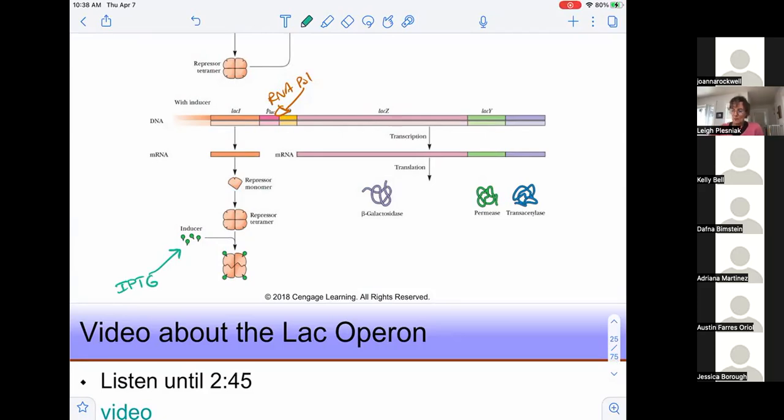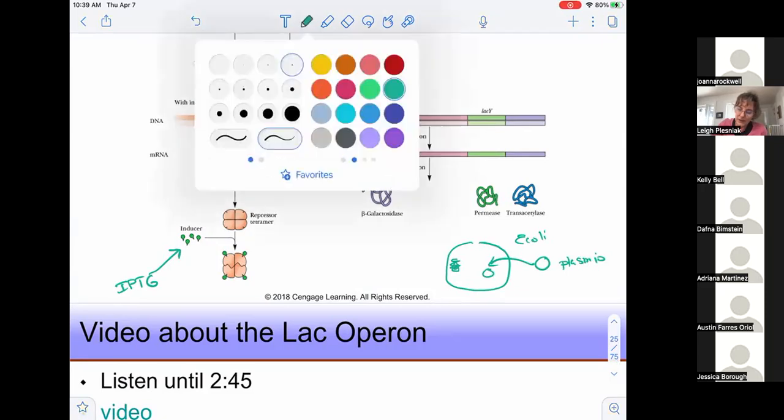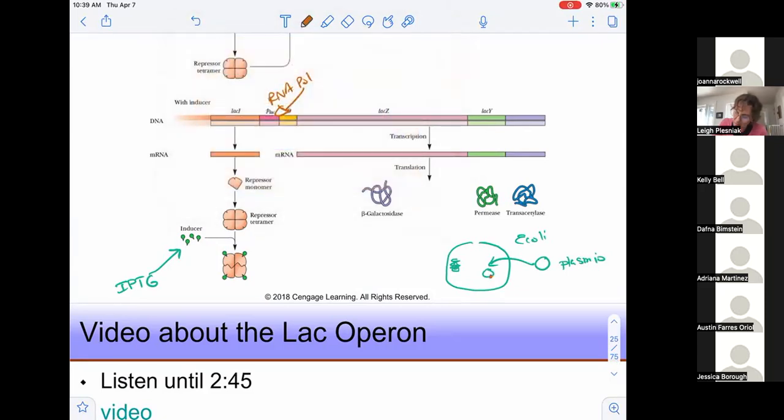So imagine I have my E. coli, and it's got its chromosome. Then I put in a plasmid. We go over this in more detail in the next chapter. I can put that plasmid in the E. coli, and it's going to have the protein I want to make in it. So I would put my clone here.